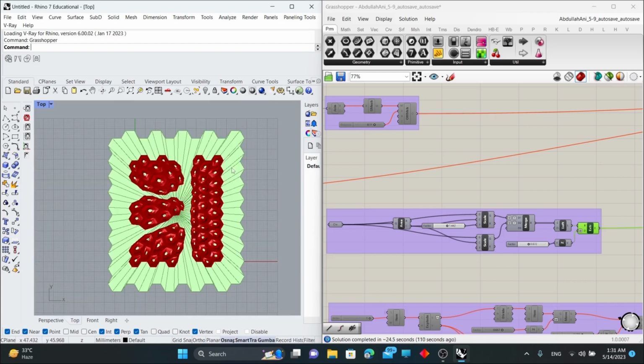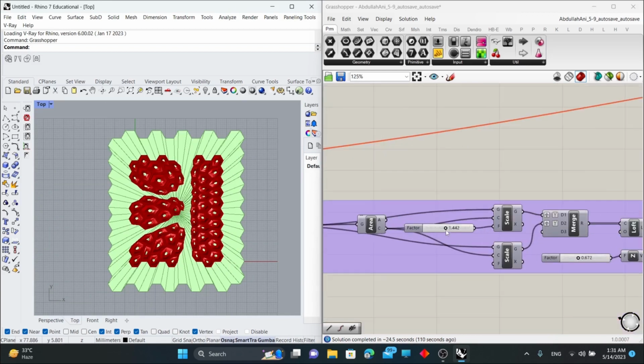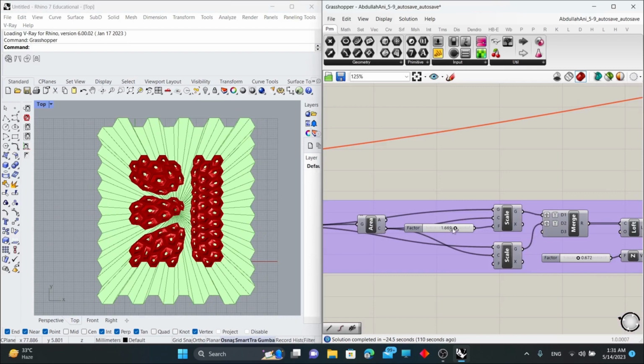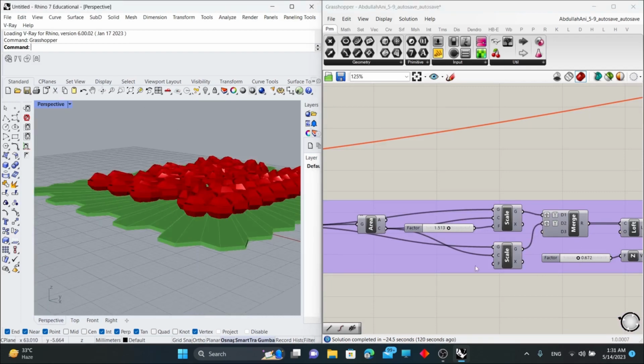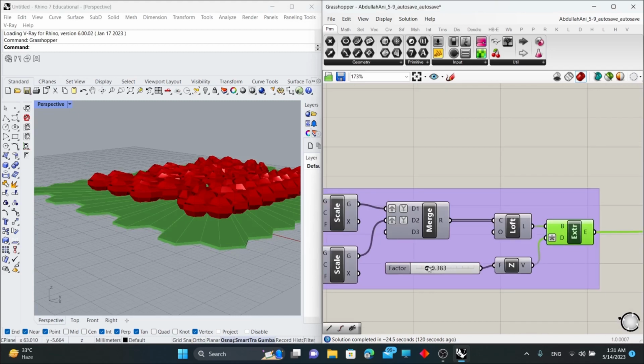And the ground was created by an offset of the unit's boundary, and then I used scale and extrude to create a thickness and to change its space.